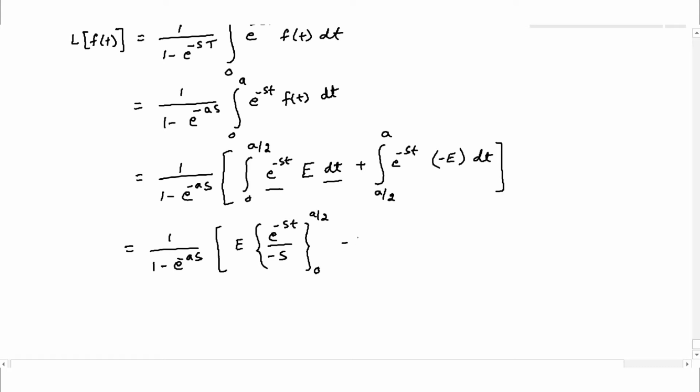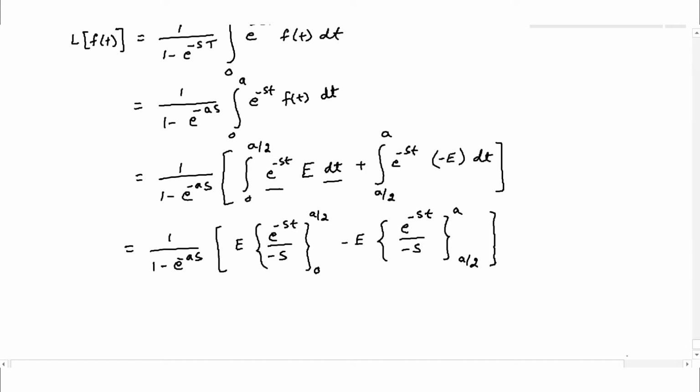Coming to the next term, minus E I can take common outside, and once again integrate e power of minus st. E power of minus st will be e power of minus st by minus s. Limit values will be from a by 2 to a.